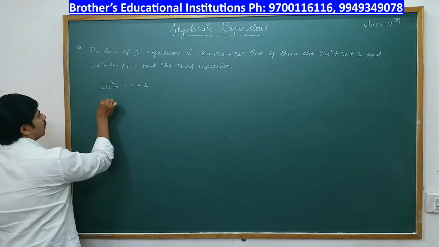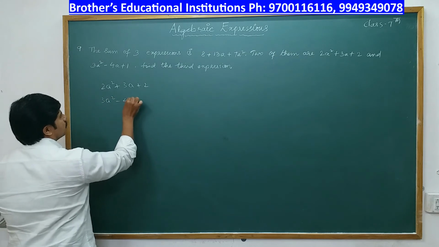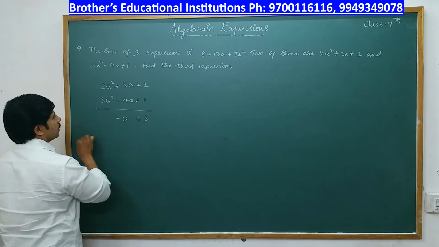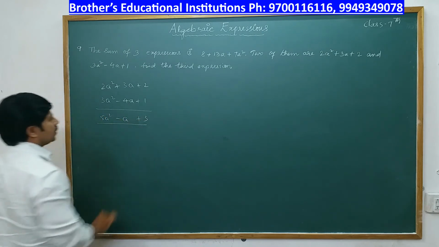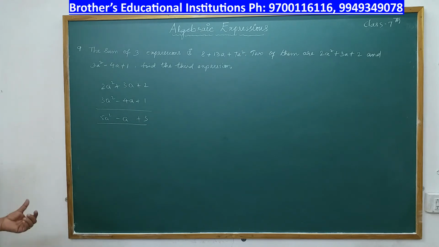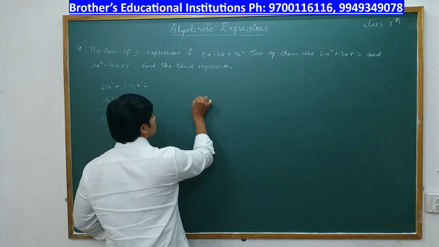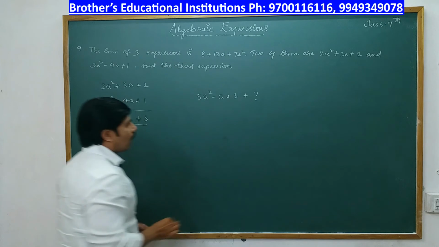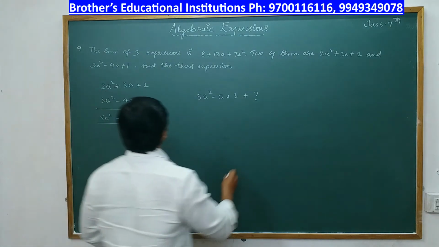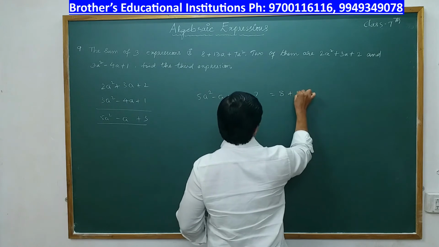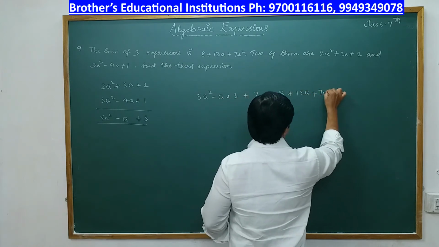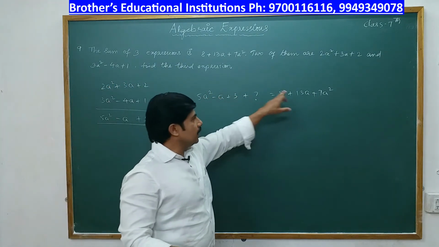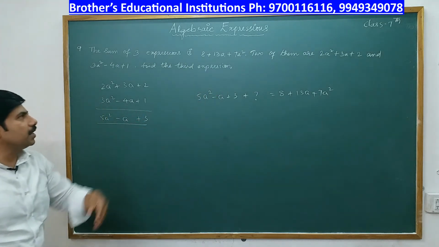We can add this way, this is the horizontal vertical method. So 3 minus a and 5a square. This is the result of the sum of the two expressions. Now after getting this result, 5a square minus a plus 3, we have to add something to this so that the result is 8 plus 13a plus 7a square. Sum of two expressions plus the third one is the resultant expression, 8 plus 13a plus 7a square.